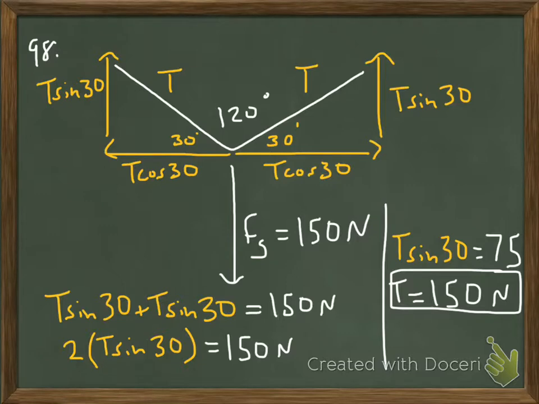So again, the force of gravity pulls straight down. That means the forces pulling straight up must equal that. The forces pulling straight up are the y components of my tension vector.